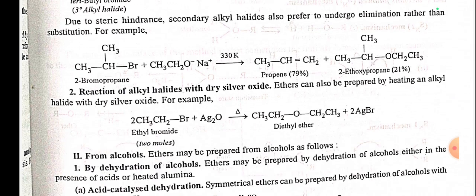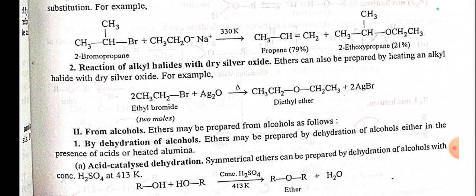Reaction of alkyl halide with dry silver oxide. Ether can also be prepared by heating an alkyl halide with dry silver oxide. For example, ethyl bromide 2 moles plus Ag2O on heating gives diethyl ether plus 2 AgBr.